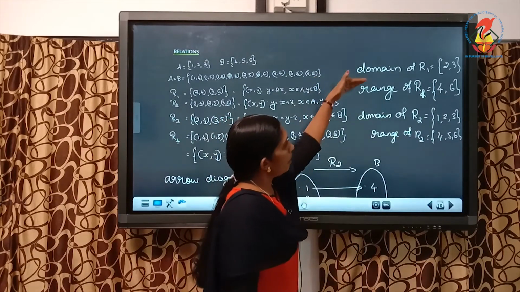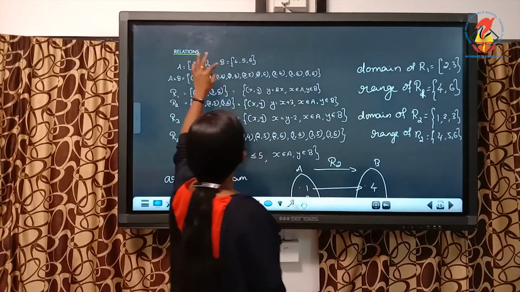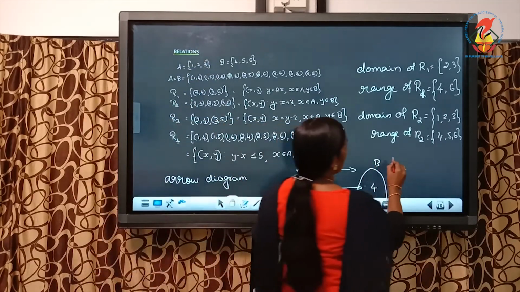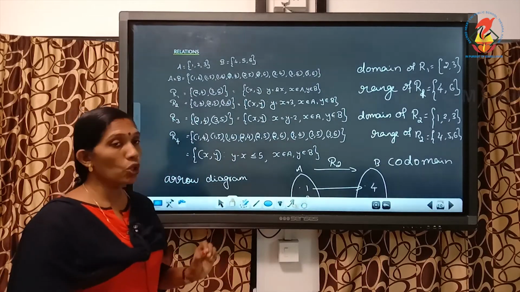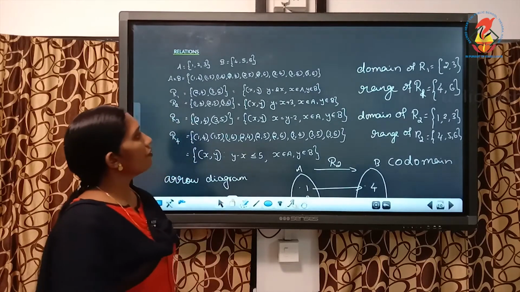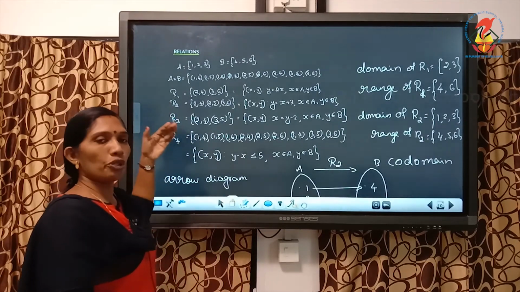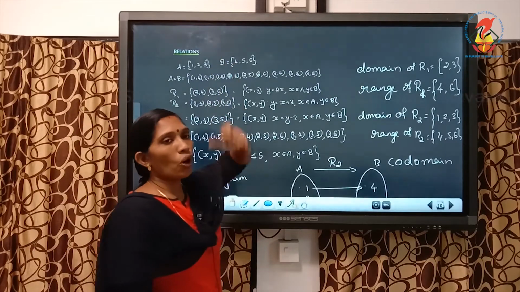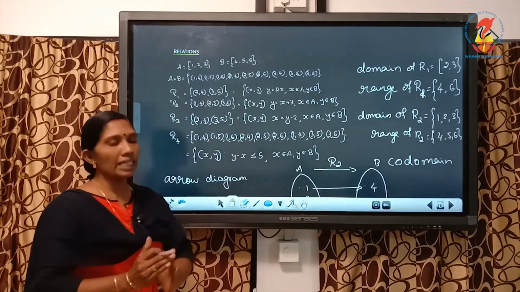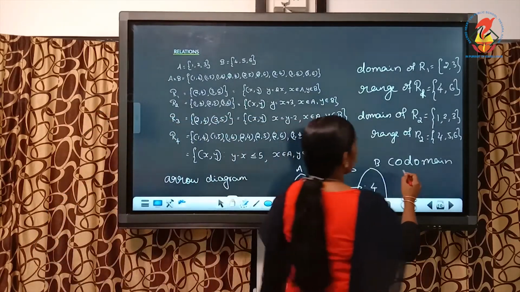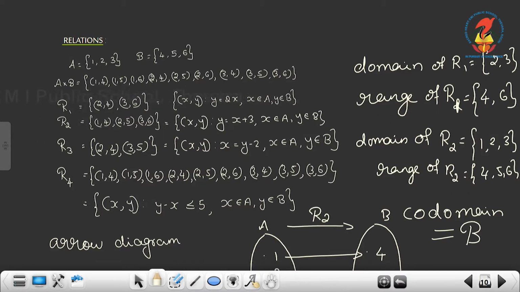And besides domain and range, the other term is codomain. You have to learn these three terms. One is domain, one is range, the other one is codomain. Codomain of R1, codomain of R2, codomain of R3, everything is the same. Codomain means, for a relation from A to B, that second set is known as codomain. So codomain is equal to B. What is B? Set {4, 5, 6}.